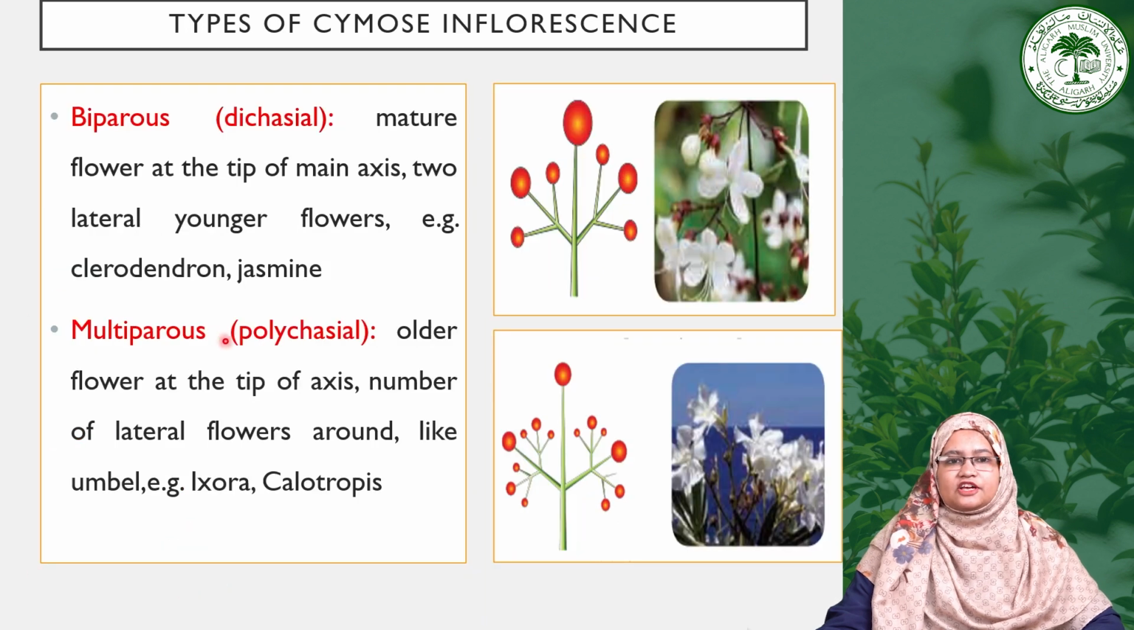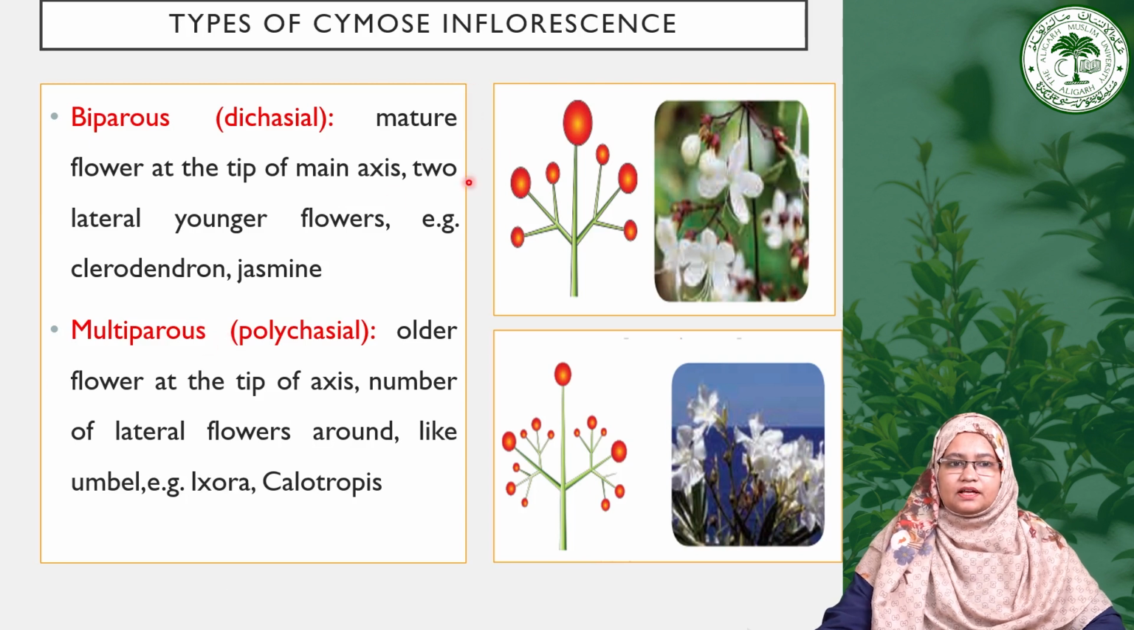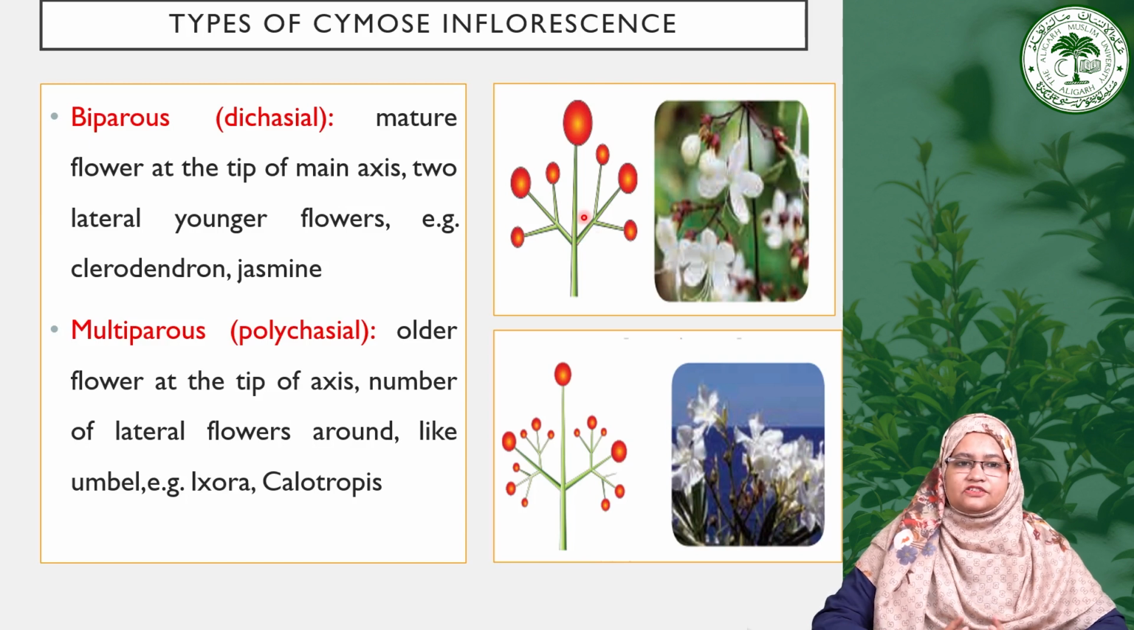Now moving towards the next type of cymose inflorescence, that is biparous or dichasial cyme. As you can see from the name, this one is the matured flower and it is divided on both sides of its axis. This one is the main axis and these are two younger flowers. Then this is the first, second, and the second further has a third, two lateral flowers. So each one is divided into two lateral branches, creating two younger flowers, and that is called biparous or dichasial cyme.